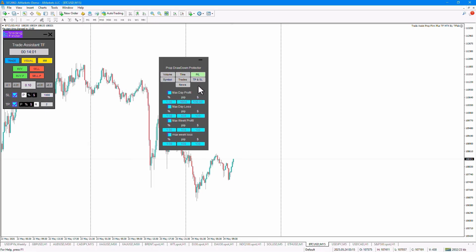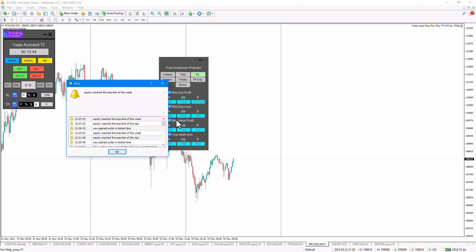The next tab is related to the profit and loss tab, where we can set a limit for daily profit and loss, as well as weekly profit and loss. In this section, by enabling each checkbox, you can activate or deactivate the corresponding setting.